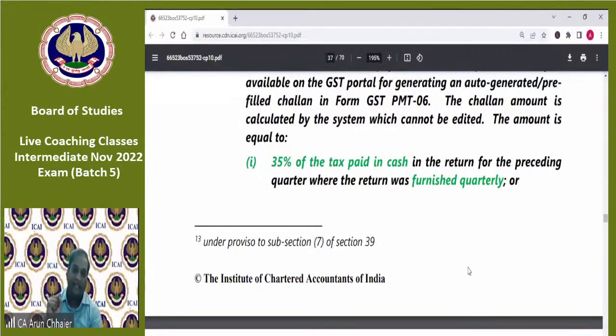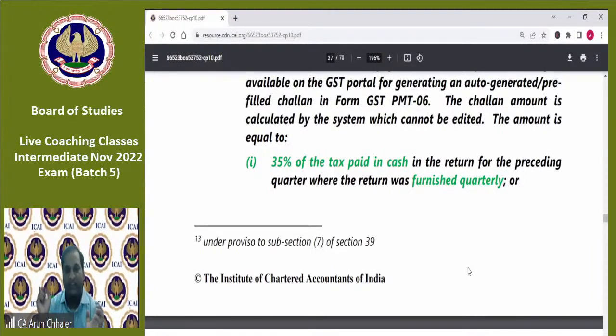How are they fixing the liability? Try to understand. Again, I'm talking about the July to September quarter. I am under QRMP. For the month of July, I know that I have to pay the taxes on 25th of August. Correct?